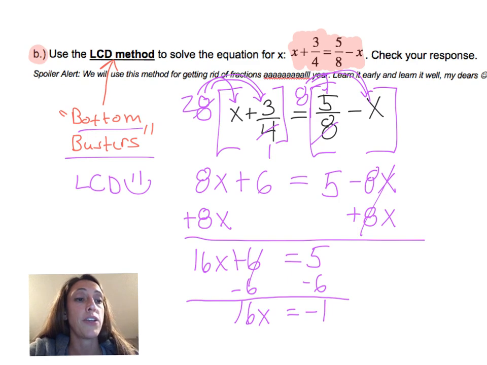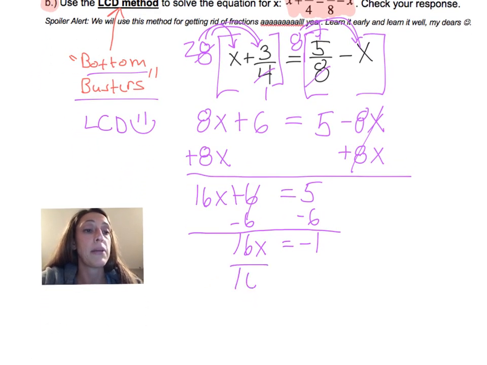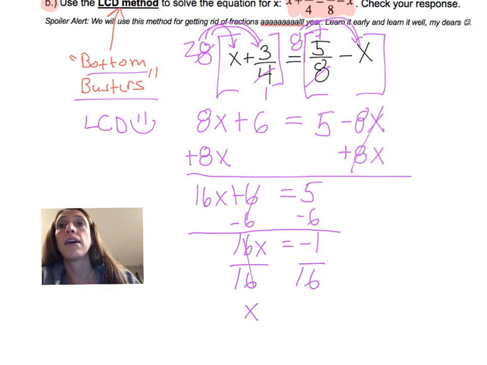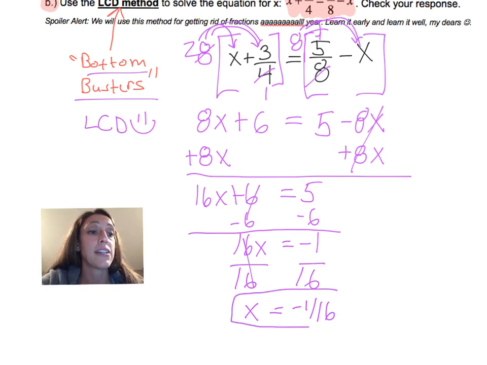And then I need to undo any multiplication or division that I see in the problem. So I'm going to divide both sides by 16. And the answer to this problem is negative 1/16. Just a little reminder, you can actually check these particular problems just by plugging the number back into the original equation. And the idea would be that you get the same thing on the left side and the right side. But negative 1/16 is the answer.